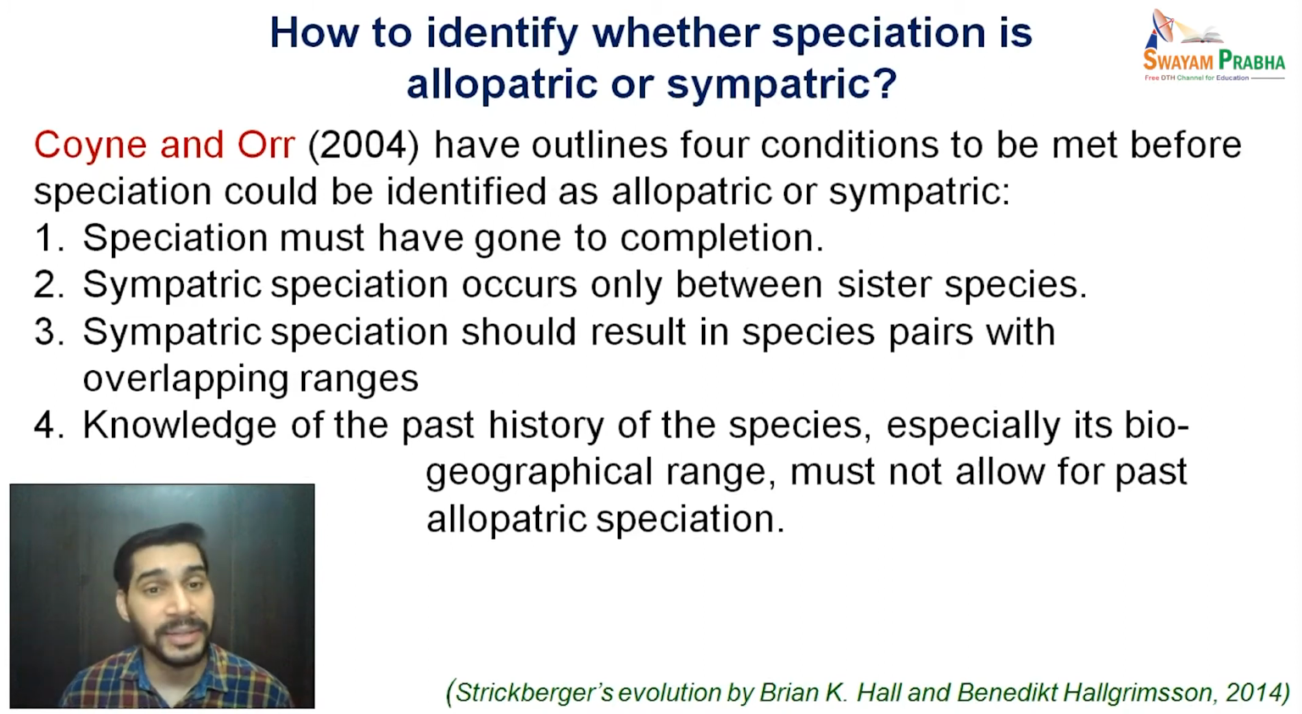Secondly, sympatric speciation occurs only between sister species. It should result in species pairs with overlapping ranges. And lastly, the knowledge of the past history of the species, especially its biogeographical range, must not allow for past allopatric speciation. So these are the criteria which are used to identify whether a species is allopatric or sympatric.